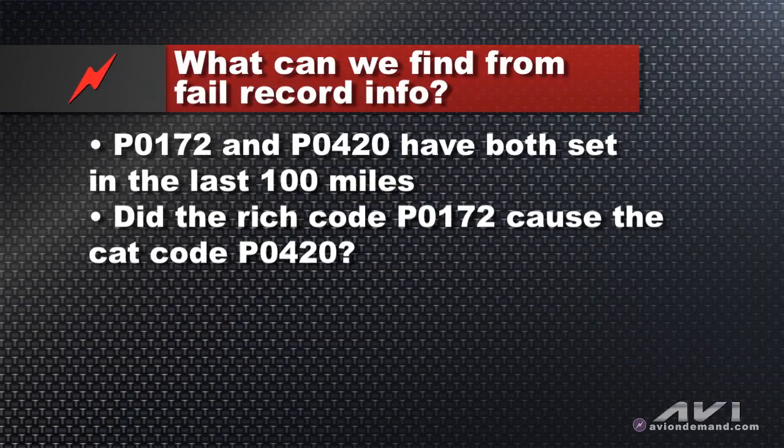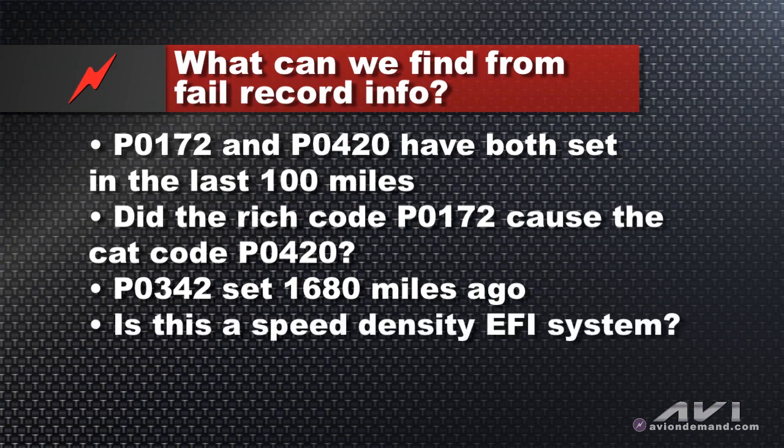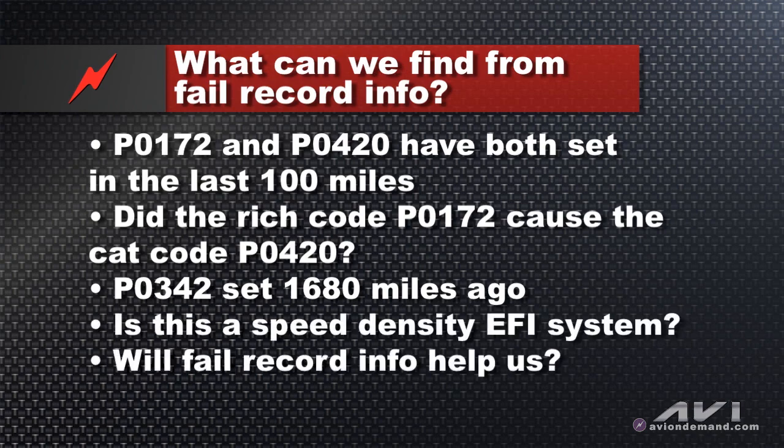So what we're going to do is investigate the fail record information, look at the mileage on the odometer when the PCM detected the codes, and see which code set first. Now on the cam sensor code, when we looked at the fail record information, it has not set for 1,680 miles, so that's probably a false code. But we're going to look at the fail record information and determine, did the rich code set first or did the CAT code set first? Fail record information is going to help us.